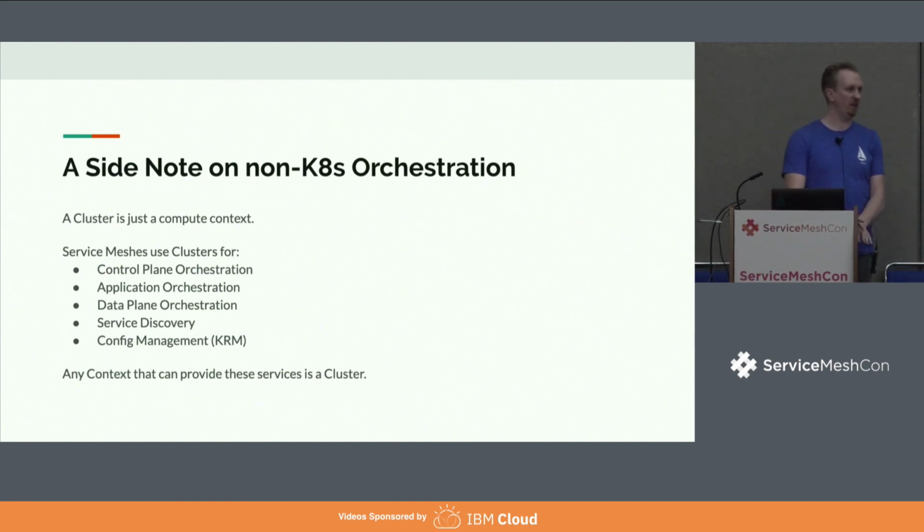Also, we're talking a lot here about pods and clusters and things like that. This is KubeCon after all, so we're talking a lot about Kubernetes. But a cluster is really, from a service mesh's perspective, just a context for running compute. We have these 5 needs from a cluster. We need something that will run our control plane, will run our application, will make sure our data plane is running wherever it needs to run, sidecar, node agent, etc. Then we need something to tell us where to find a service, and we need something to hold our config. In some cases, actually, some service meshes come with that prepackaged. If you can satisfy those 5 goals, you have a cluster.